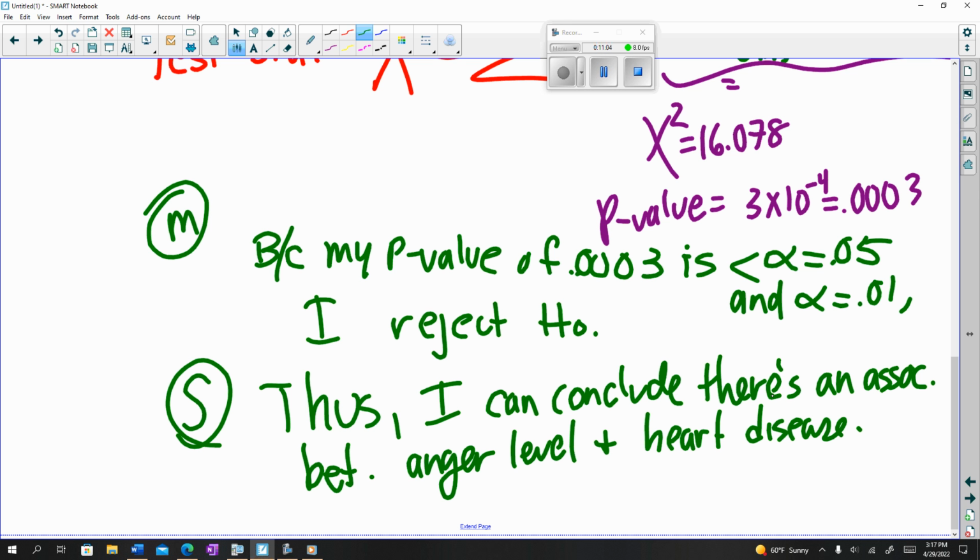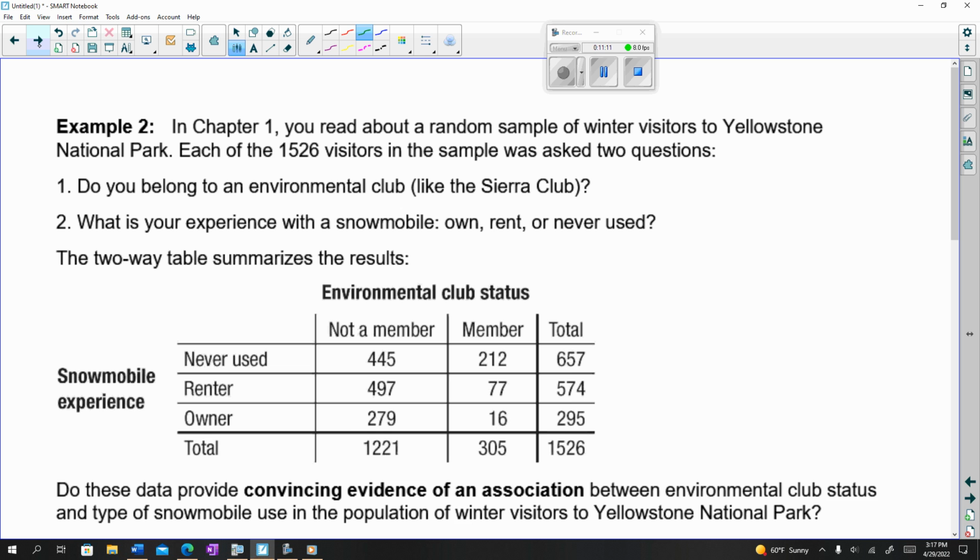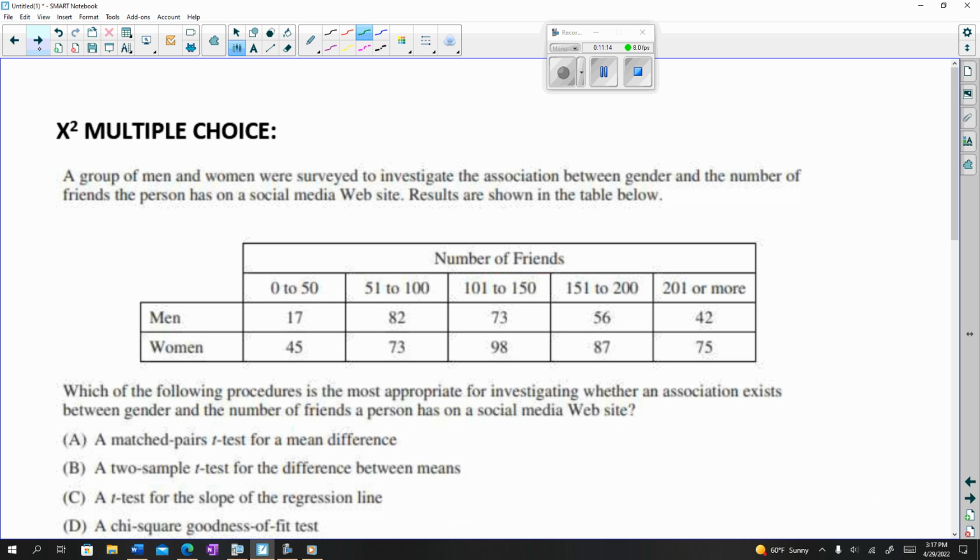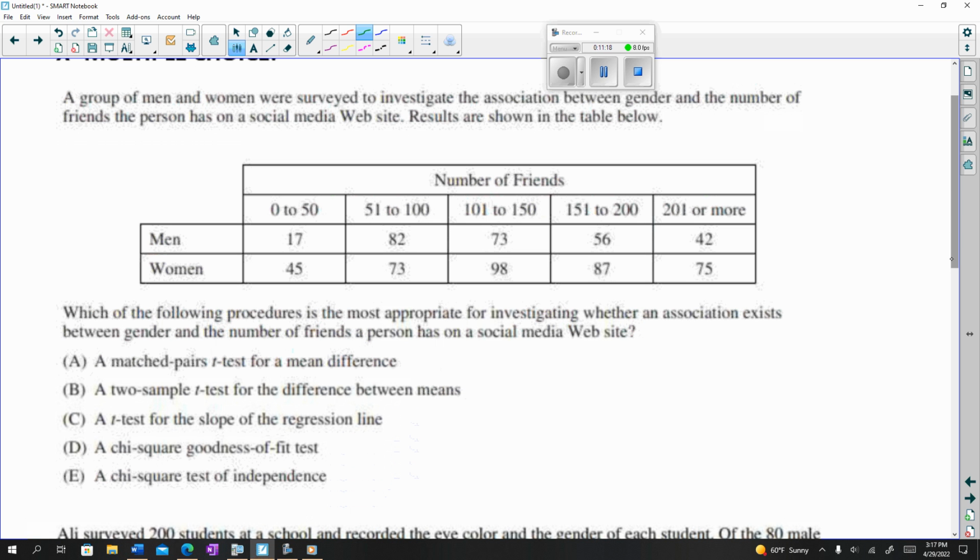As you can see, I kind of sped it up and did a little bit faster on this one. But now let's see how it plays a role in the multiple choice. Okay, so I'm going to kind of skip through here. Again, you see the word association. Let's go to multiple choice. This is the AP question. A group of men and women were surveyed to investigate the association. So I would circle the word association between gender and the number of friends they have on social media. Results are shown below. So here we have a two-way table. Notice we have 2 rows and we have 1, 2, 3, 4, 5 columns.